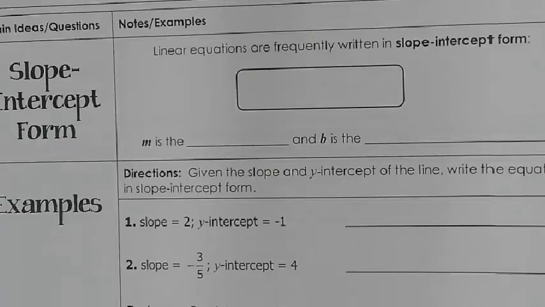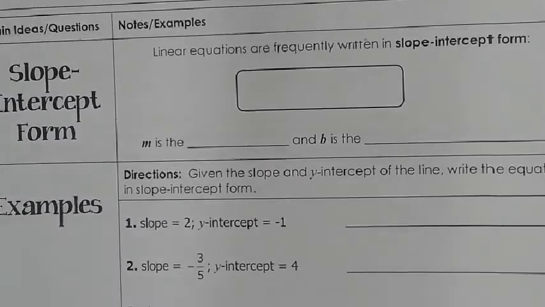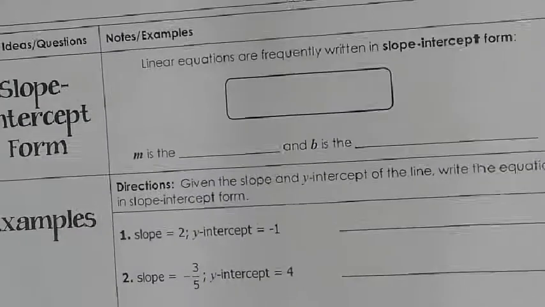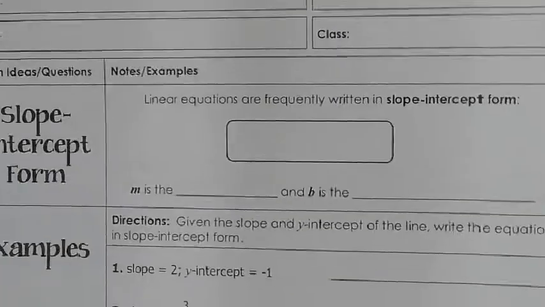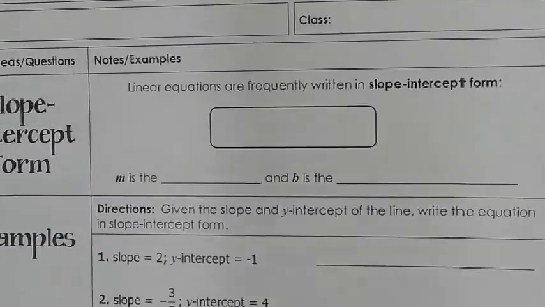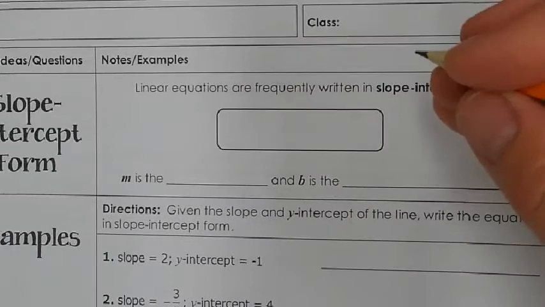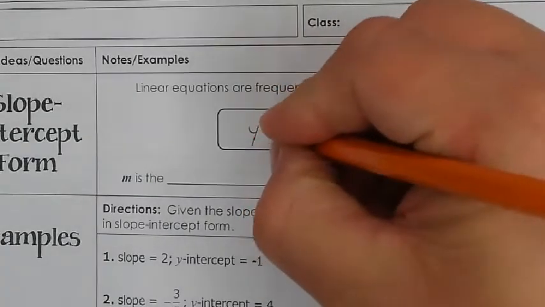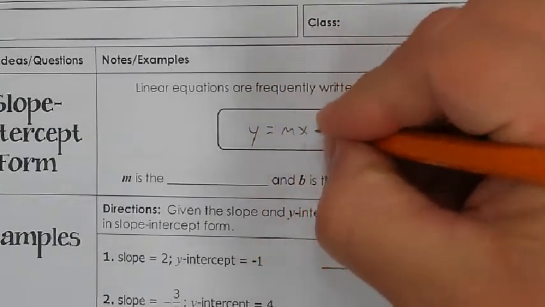Now we're going to talk about Slope-Intercept Form. Now I believe that you all saw this last year in pre-algebra 8th grade math. Linear equations are frequently written in slope-intercept form. Slope-intercept form is written as y equals mx plus b.